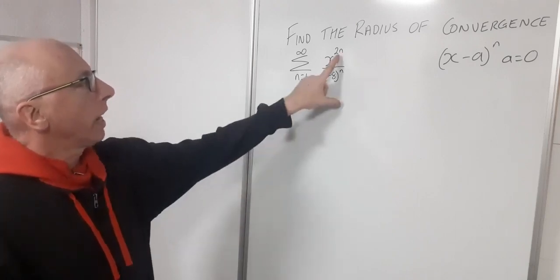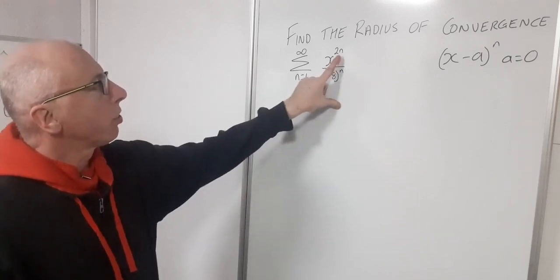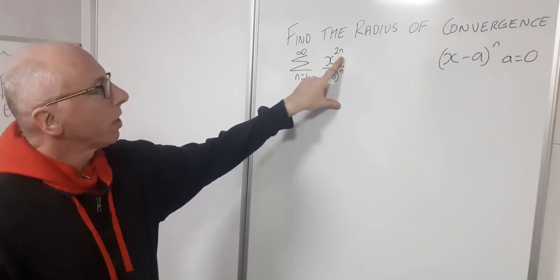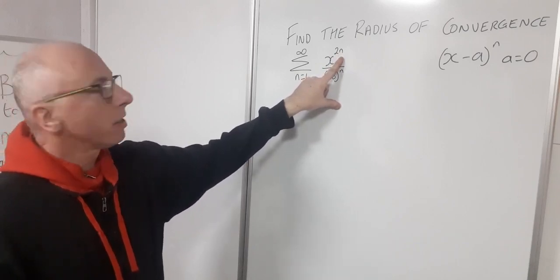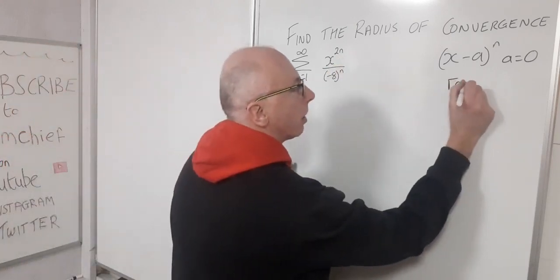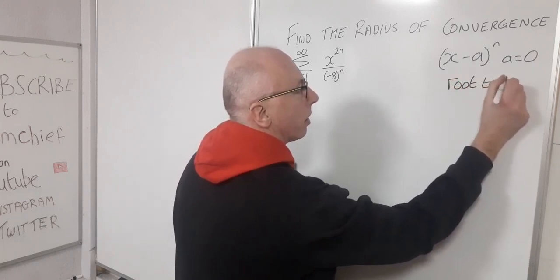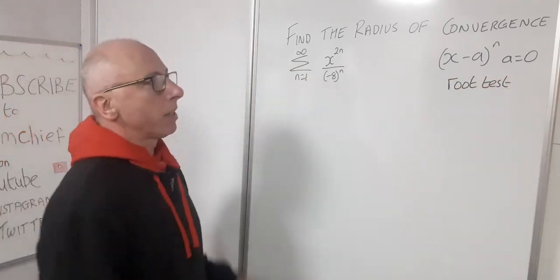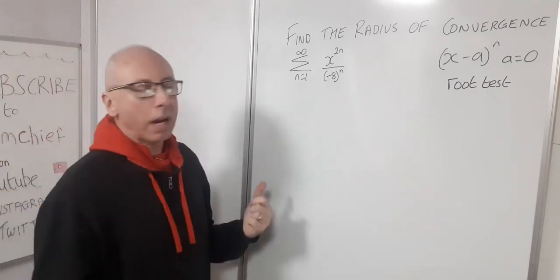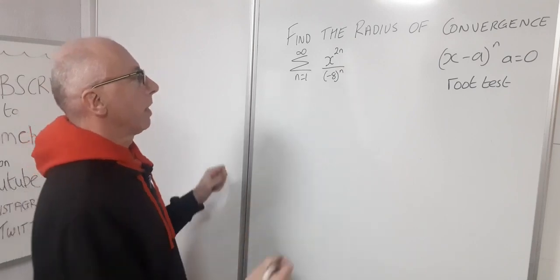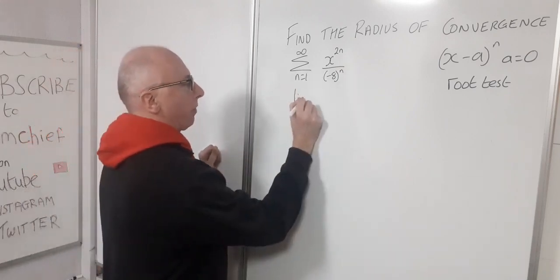Well, first of all, we need to use something to help us with this 2n in our numerator term. So what I'm going to use here for this power series is the root test. In the root test, we take this term in the power series, raise it to the power of 1 over n, and then find the limit as n approaches infinity. So let's go straight for that.